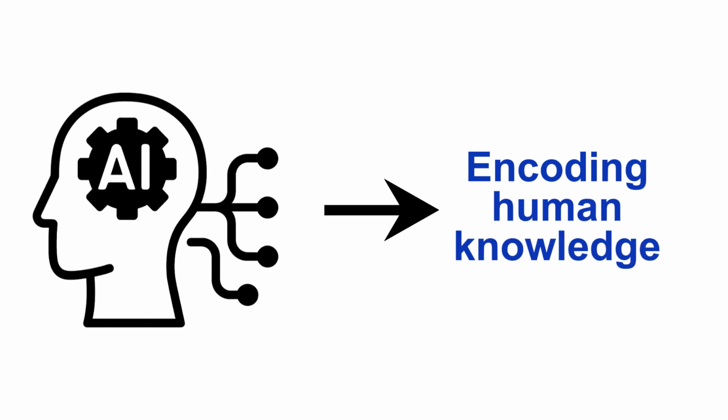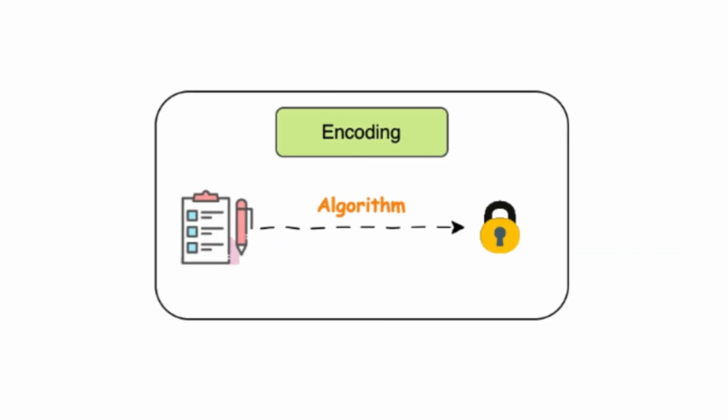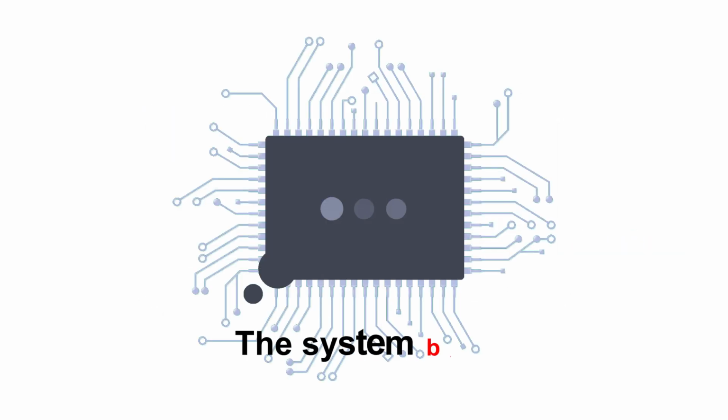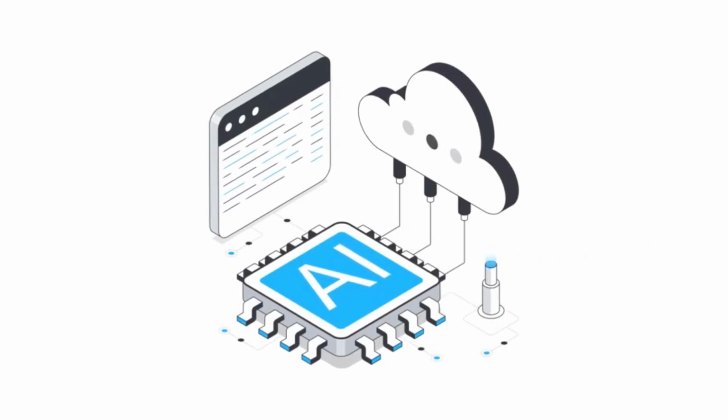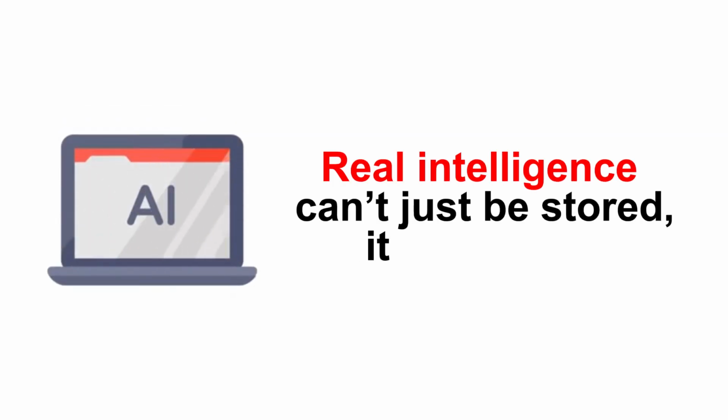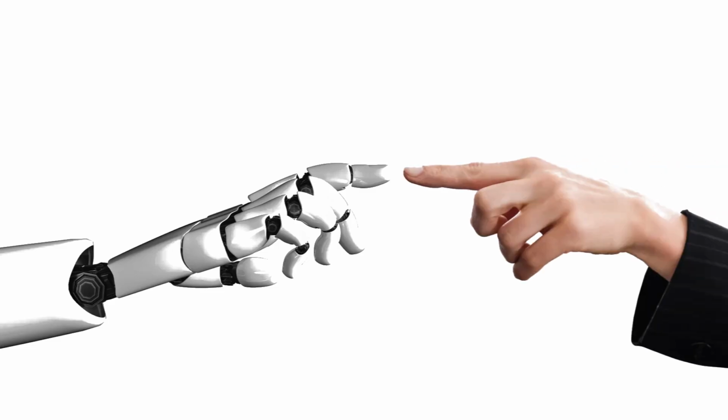The limitation? Scaling. Encoding human knowledge line by line was exhausting, and once complexity grew, the systems broke. They were brittle, collapsing under contradictions or missing data. This stage revealed quite an important truth. Real intelligence can't just be stored, it must adapt. The next leap came when AI stopped relying on humans to feed it rules.